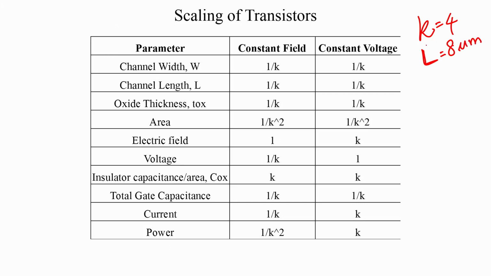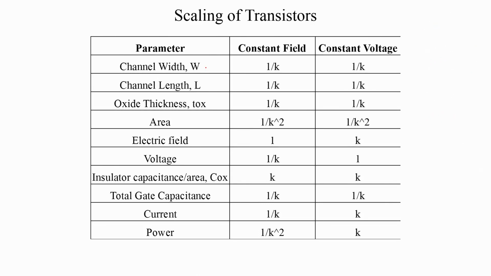What that means is if I scale down by a factor of 4, my new channel length has become 2 microns, and my new channel width has become the old channel width divided by 4, the new Tox has become the old Tox divided by 4, etc., etc. So, that is what scaling down by a factor of k implies. Now, how does it affect some of the simple parameters?